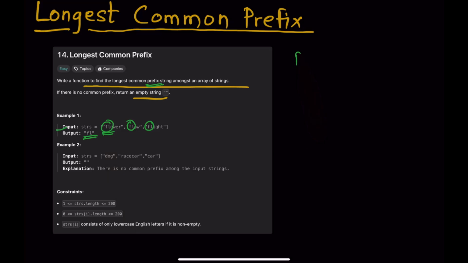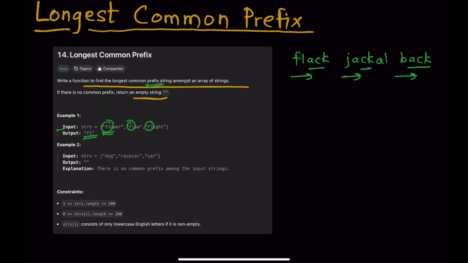Let's take another example. If the question was common substring, then the answer would have been different. Here, if it was a common substring in all the strings, the answer would have been ACK, as you can see. But since we have been asked the longest common prefix, we just need to check from the start of every string that we have been given, and whatever is the common element from the beginning of the strings in the array, we have to return that.